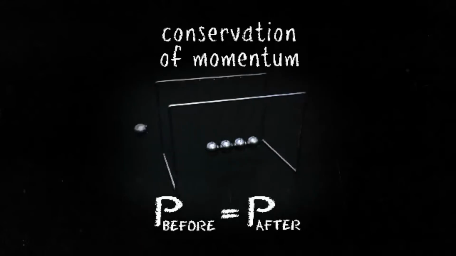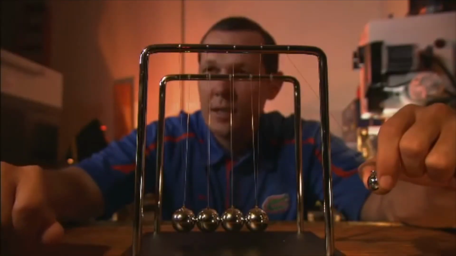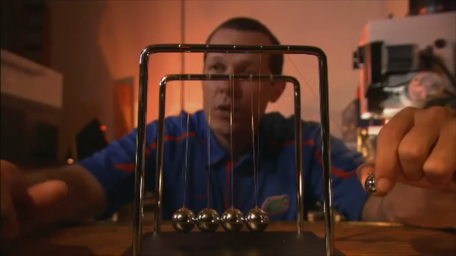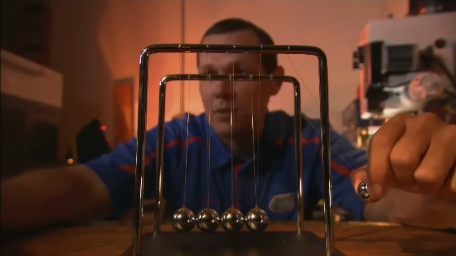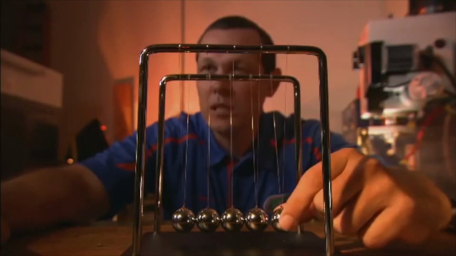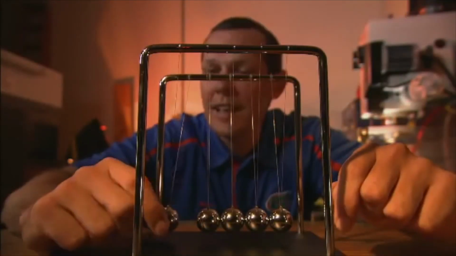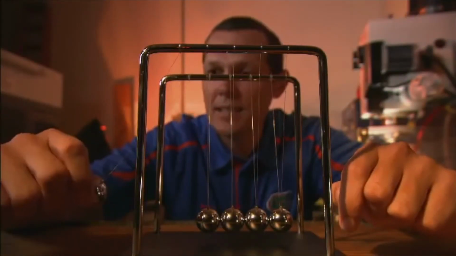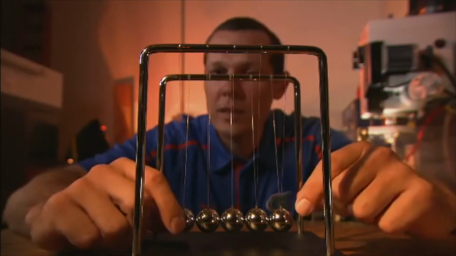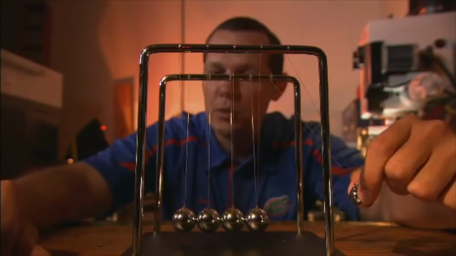This law, represented by the formula P before equals P after, can be illustrated with a simple toy called a Newton's cradle. In this case, we have displaced an initial sphere, and when we let it go, it has some momentum. It's mass times velocity. When it impacts the next sphere, that momentum is transferred through the middle three spheres and then passed on to the final sphere. Because it has the same mass, it will move away with the same velocity that the first sphere impacted the middle three spheres.